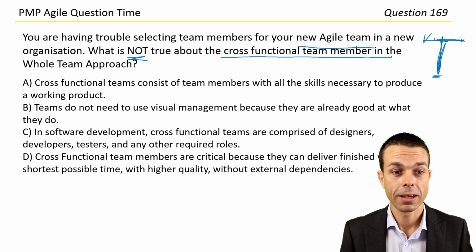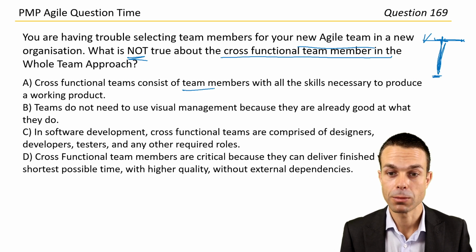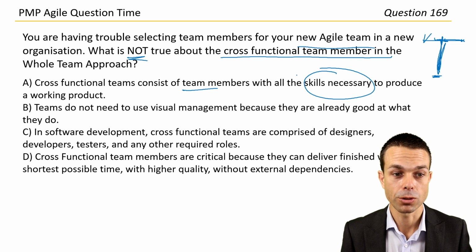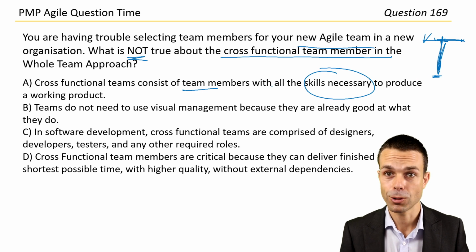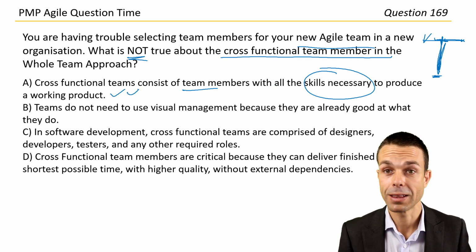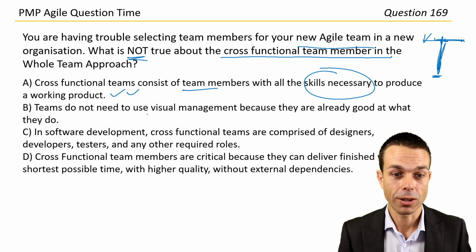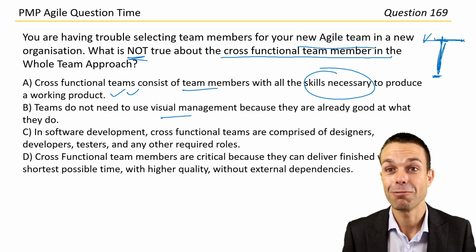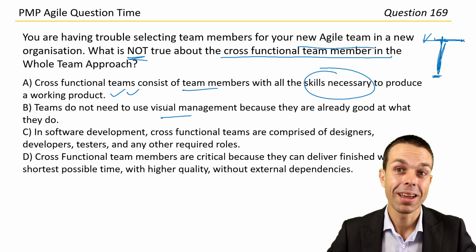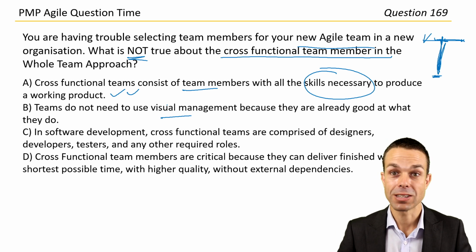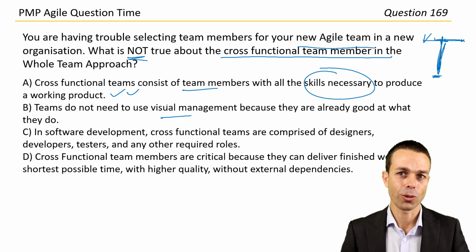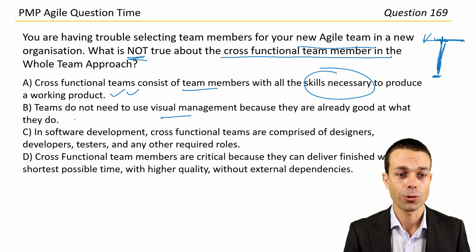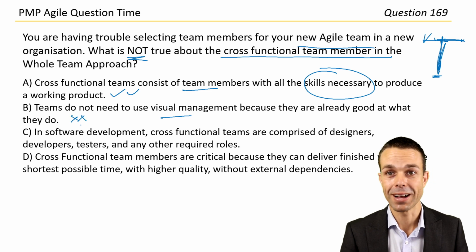Cross-functional teams consist of team members with all the skills necessary to produce a working product. That's true. We want that. Everyone can be in the one team. Teams do not need to use visual management because they're already good at what they do. Incorrect. We still want to use the Agile practices, visual management like a Kanban board and a burn down chart and team velocity chart. We still want all of those things. So that's incorrect. That's probably going to be our guy there.